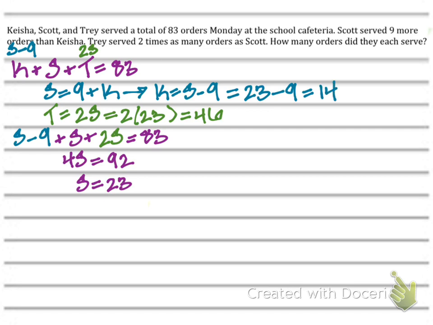So for this one, it's important that we say that Keisha did 14, right? That Keisha had 14, Trey had 46, and Scott had 23. And I believe in Alex, they would do that part for you. You just plug in.